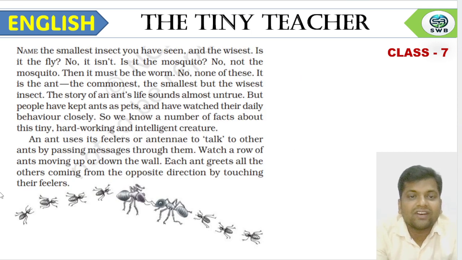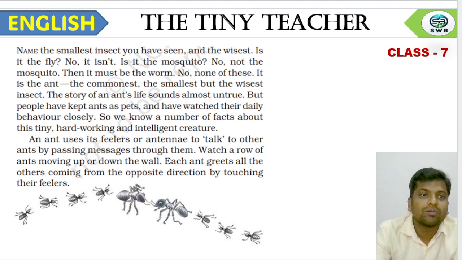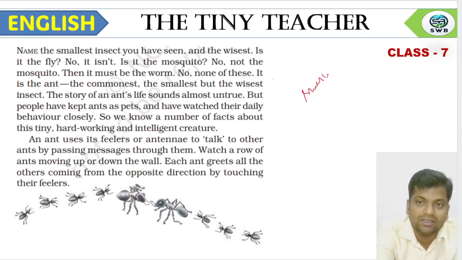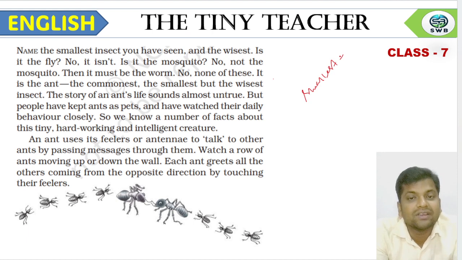As I told you, in the first paragraph the writer says: name the smallest insect you have seen and the wisest. In the very first line, the writer is asking you to name the smallest insect you have seen. Small is the positive degree, smaller is the comparative degree, whereas smallest is the superlative degree. It should not be only the smallest one, it must be the wisest one. This is what the writer is asking us.